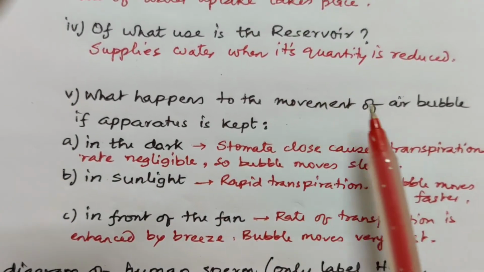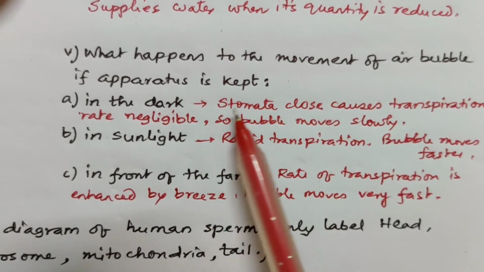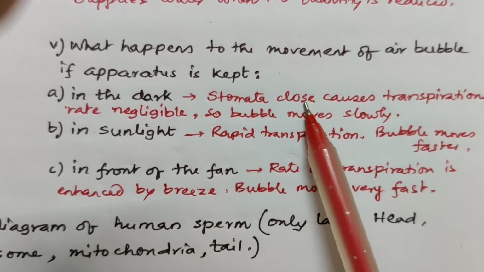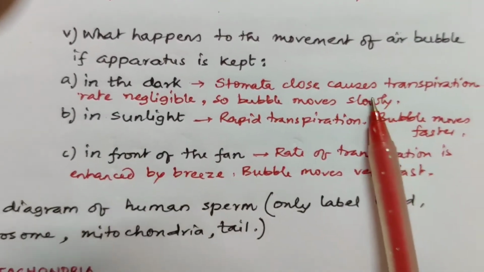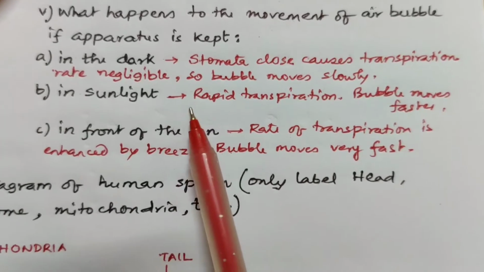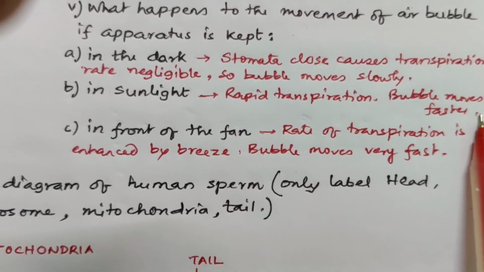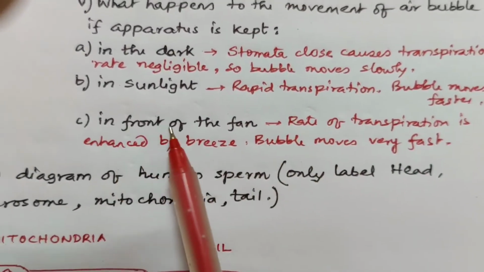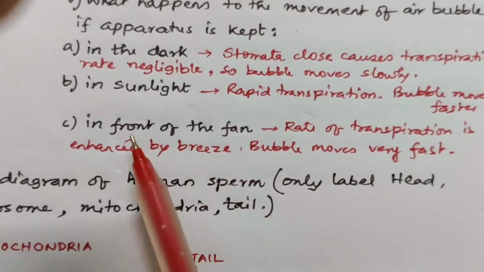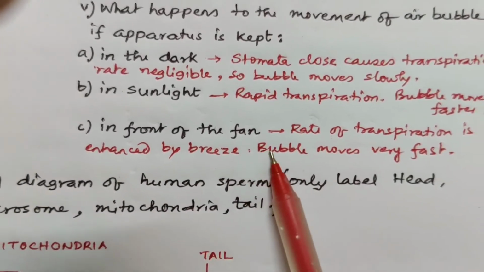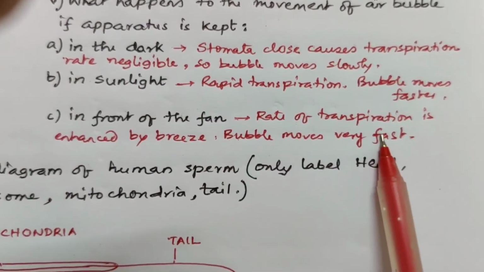What happens to the movement of the air bubble if the apparatus is kept, number 1, in dark? Whenever it is in dark, the stomata close, so the transpiration rate is negligible and the bubble moves slowly. If it is in sunlight, the transpiration is rapid and the bubble moves faster. Now if it is kept in front of a fan, the rate of transpiration is enhanced by the breeze of the fan, hence the bubble moves very, very fast.